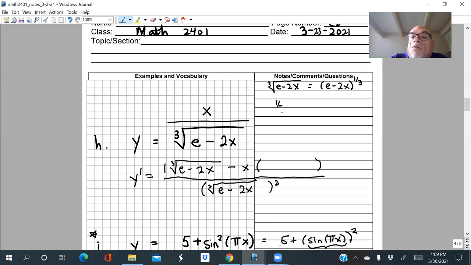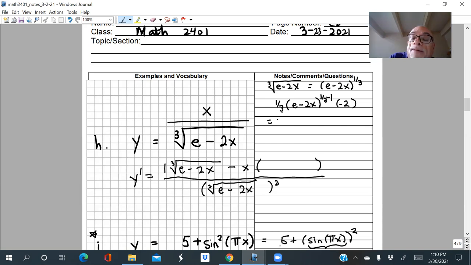So the derivative would be 1/3 e minus 2x to the 1/3 minus 1, subtract 1, right? But this is not just x to the 1/3 power. This is e minus 2x to the 1/3 power. So the chain rule comes into play. I have to multiply in the derivative of e minus 2x. But what is the derivative? Remember, e is a constant. So what's the derivative of e minus 2x? That's not hard. Zero. The derivative of e is zero, but what's the derivative of the minus 2x? Minus 2. So you have a minus 2 multiplied in here.